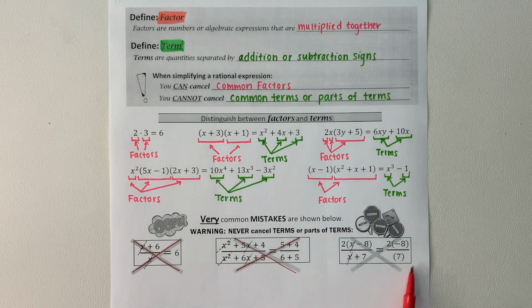Let's take a look at this last illustration of a mistake here. Notice the student canceled the x's. Let's start with the x in the denominator.